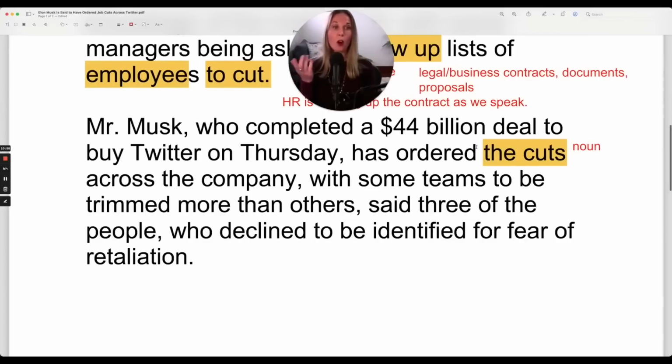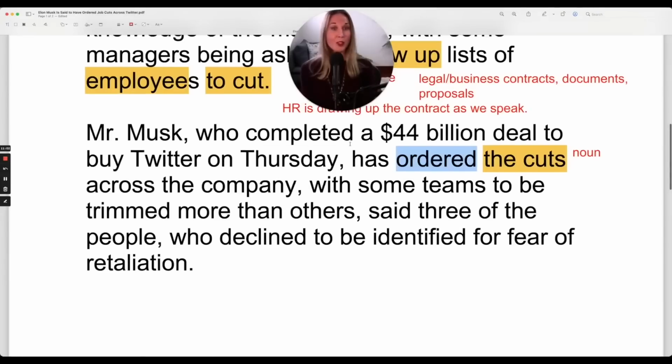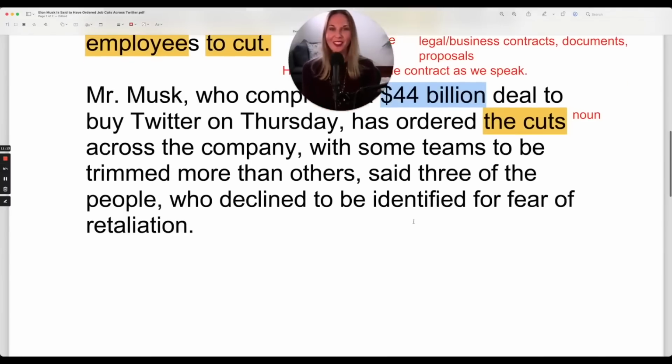Has ordered, our verb here is ordered, has ordered the cuts across the company. So here, I mentioned that Elon Musk purchased Twitter. Well, he did it for $44 billion. Maybe a good deal, maybe not. I don't really know.